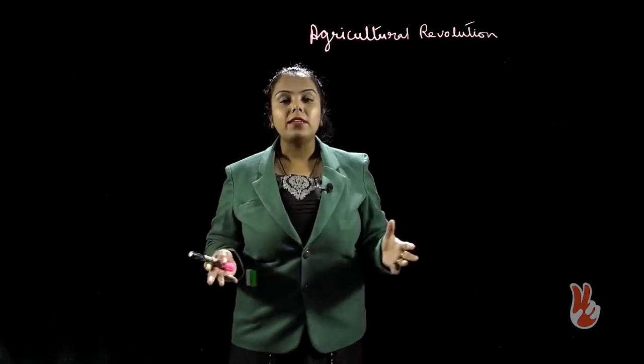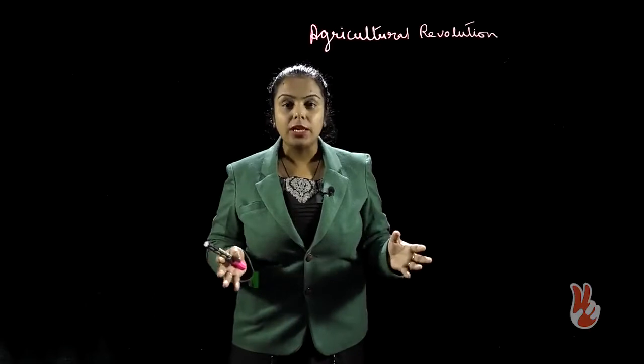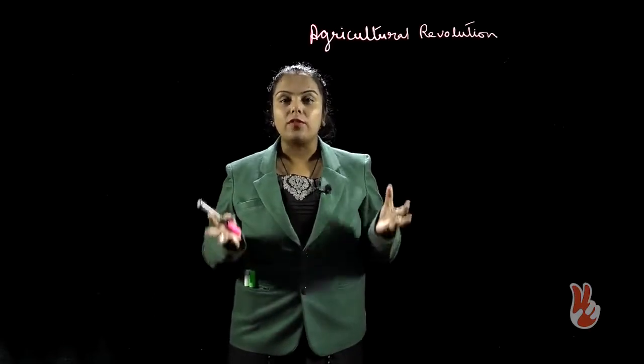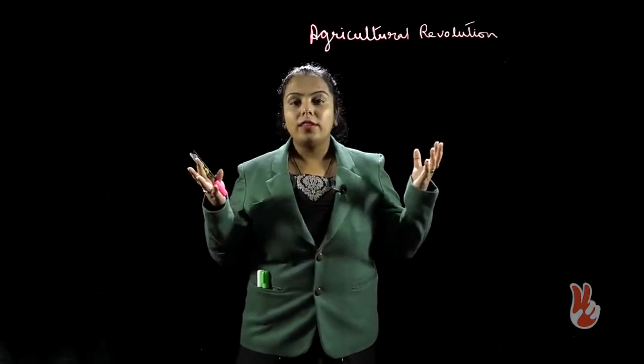So, when we talk about the agricultural revolution, it meant that there was surplus in agriculture. The agricultural produce created during this time was so huge that it allowed the growth or boom in the industrial revolution itself. So, today we are going to study how the agricultural revolution brought the industrial revolution.